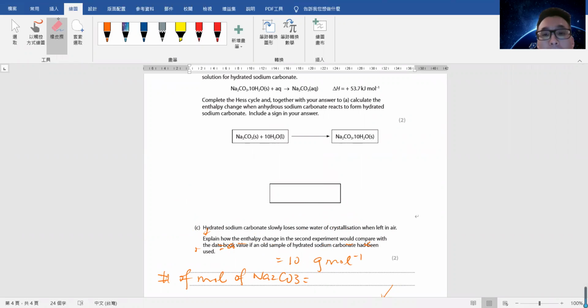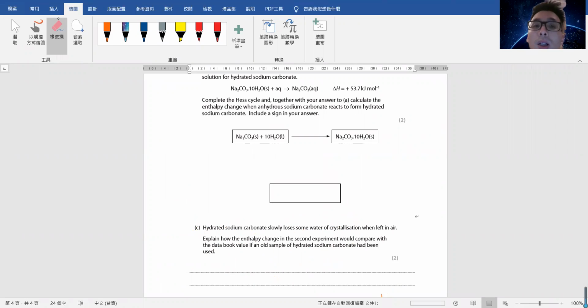You're okay with part A, right? So you just use E equals MC delta T to work out the amount of heat released when 5.09 gram of sodium carbonate dissolves in 50 gram of water. Then by dividing the energy by the number of mole of sodium carbonate, you can work out the enthalpy change of solution of anhydrous salt sodium carbonate. This is exactly what I just told you before I explained this question.